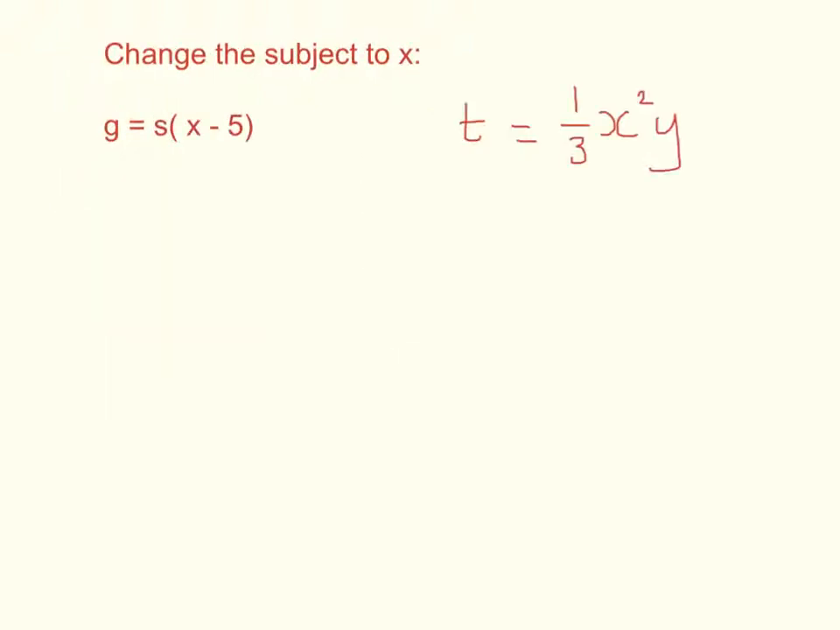On this first example on this page, the x is inside the bracket. Now if we come across an example like this, we have to get rid of the brackets first before we can start moving things about. So what I'm going to do first is multiply out the bracket, in other words multiply s times x and then s times minus 5. So I'll get g equals sx minus 5s.